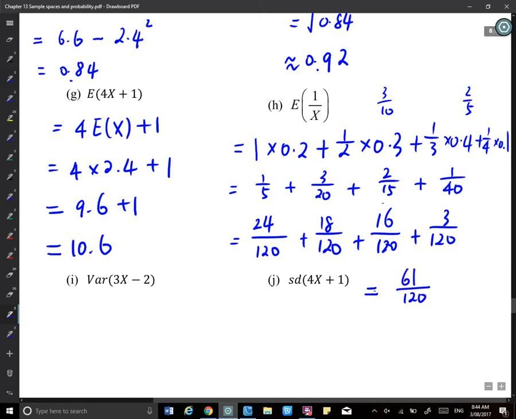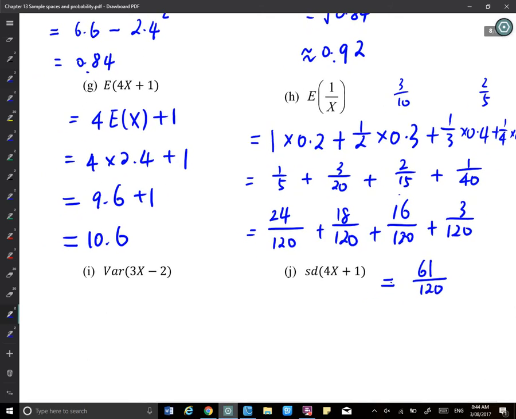61 on 120. So I'll keep it exact. Most of the time, it will ask you to go for 2 decimal places, so you just put that into the calculator and find the approximate value.